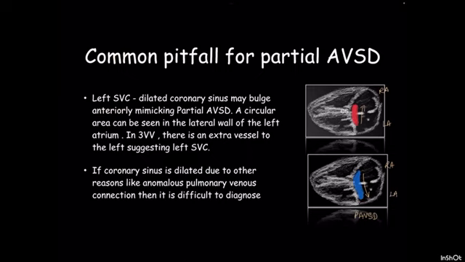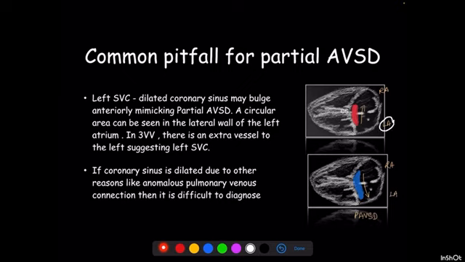The common pitfall for partial AVSD is the presence of a left SVC, in which case you will have a dilated coronary sinus. You will see it as a small bulge along the left lateral side of the left atrium. Even if you still have a doubt, when you apply color, the flow will be from the left atrium to the right atrium, whereas in partial AVSD, the flow will be from the right atrium to the left atrium.